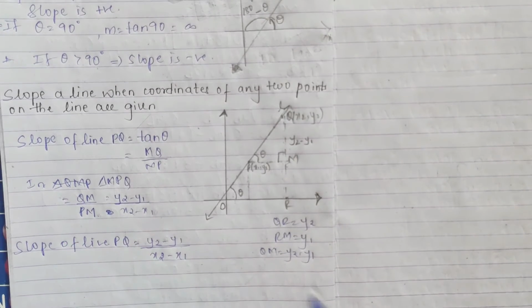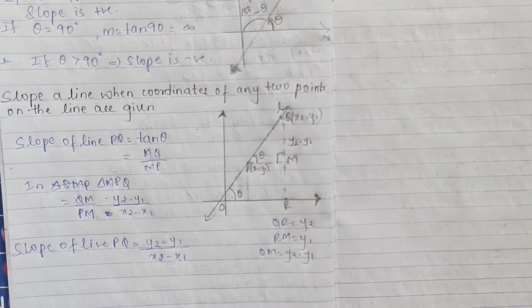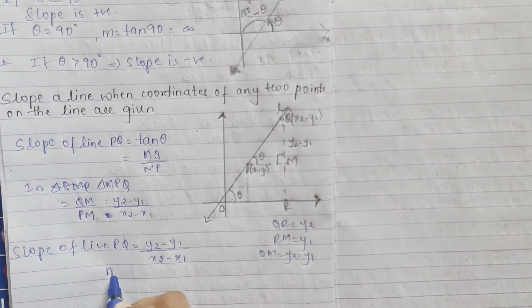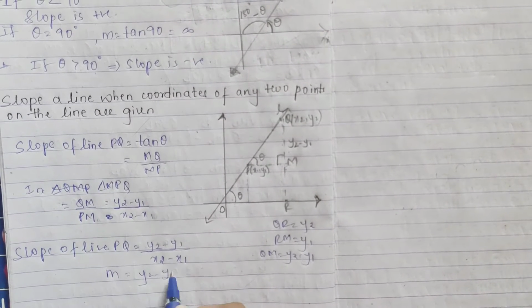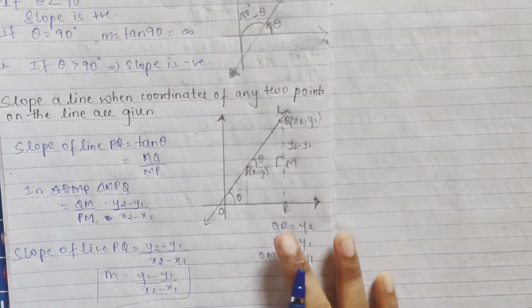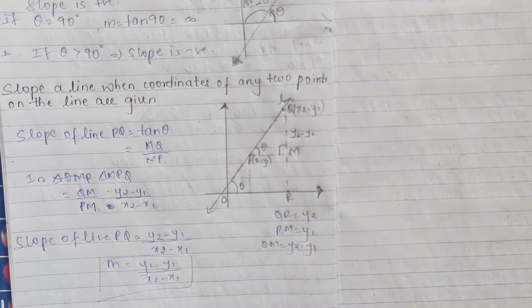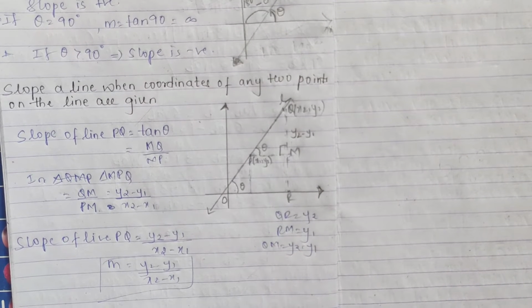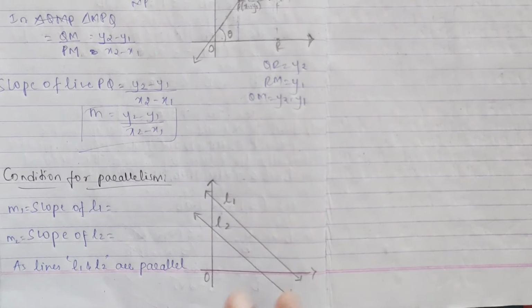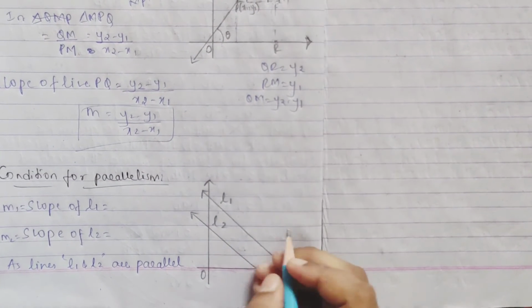So the slope of line PQ, the line passing through 2 points, is given by m equals y2 minus y1 divided by x2 minus x1. This is the basic formula I have given, I hope you have understood. Now we'll go for the condition of parallelism, meaning 2 parallel lines. I have taken 2 lines, L1 and L2.